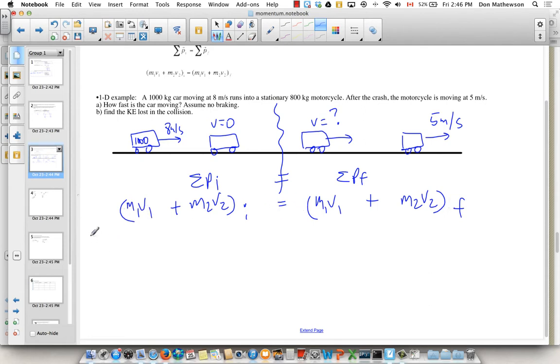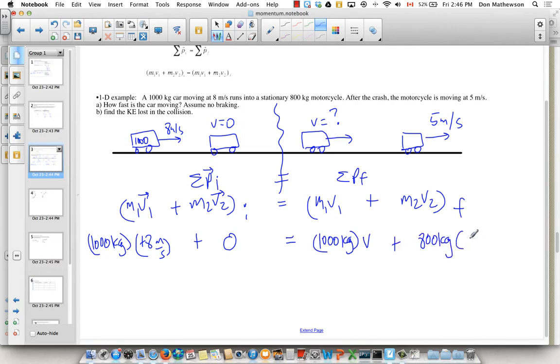So substituting in, mass is 1,000. Now this is really a vector relationship, so I need to pay attention to direction. So this velocity is in the positive direction. This one is at rest, so it has no momentum. At the end, this speed is an unknown, so I use the variable v, and the 800 kilogram motorcycle is going at 5 meters per second in the positive direction, because again, these are all vector quantities.